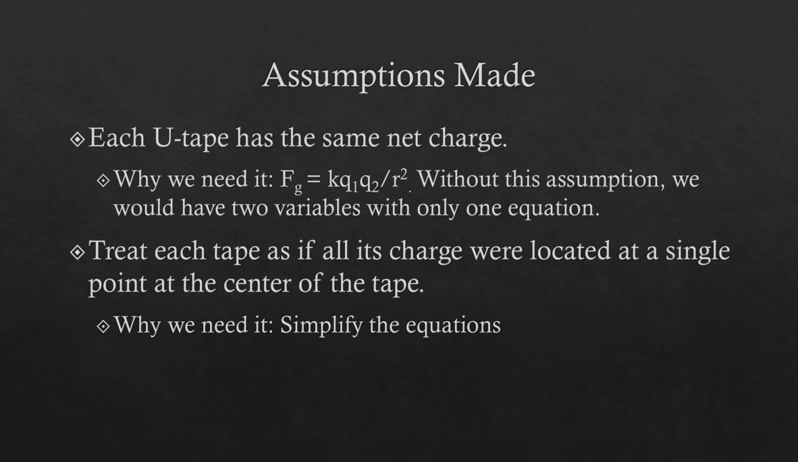To calculate the charge on tape B, we make two key assumptions. The first is that each tape had the same net charge, and this is just to reduce the number of variables so that we can actually solve the equation. We also assume that both tapes can be treated as point charges, and this is again necessary to simplify the equations.